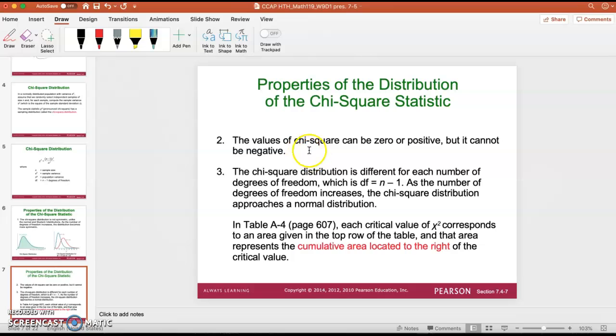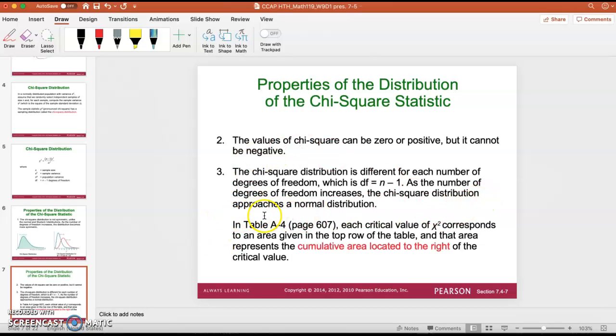The values of chi-square can be 0 or positive, but cannot be negative, since it's essentially a squared number, and anytime you square a negative, you're always going to get a positive anyway. Now, the chi-square distribution is different for each number of degrees of freedom, which is still just equal to n minus 1. As the number of degrees of freedom increases, the chi-square distribution approaches a normal distribution, hence why it was getting more symmetric.